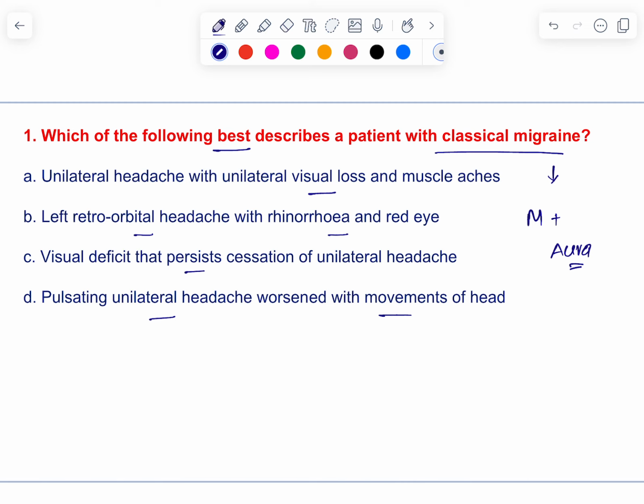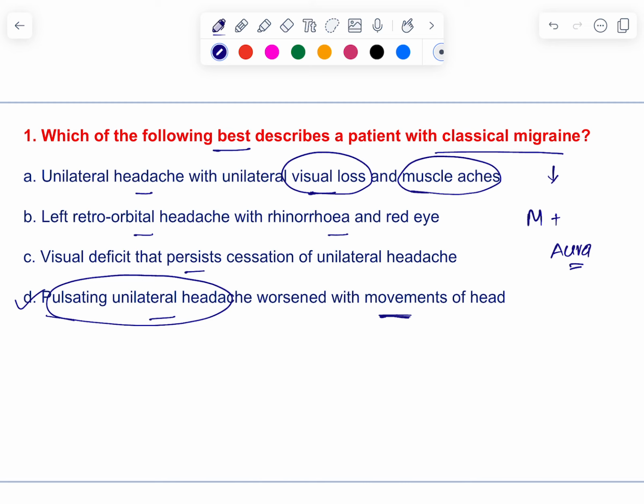Now you take in case of the classical migraine. First of all, in case of migraine, what will be the character of the headache? It is usually unilateral and it is pulsating in nature, and that can be worsened with the movement of the head. And what about the other options? Unilateral headache with unilateral visual loss as well as muscle ache.